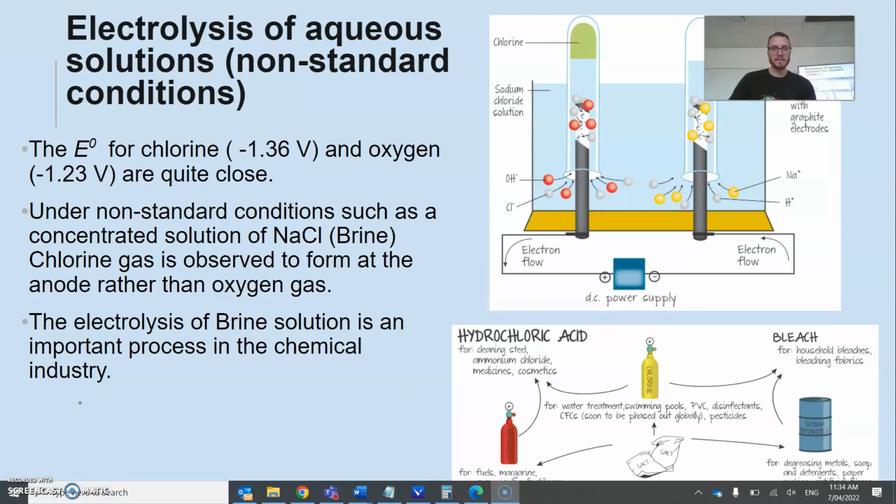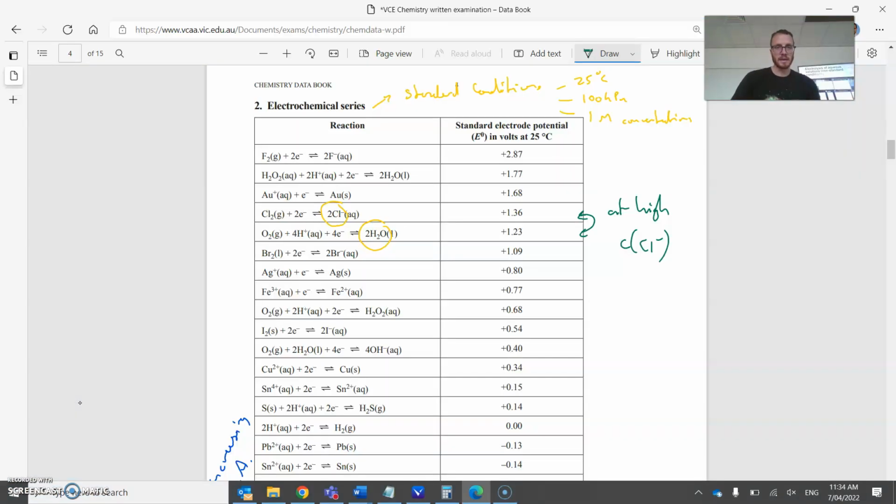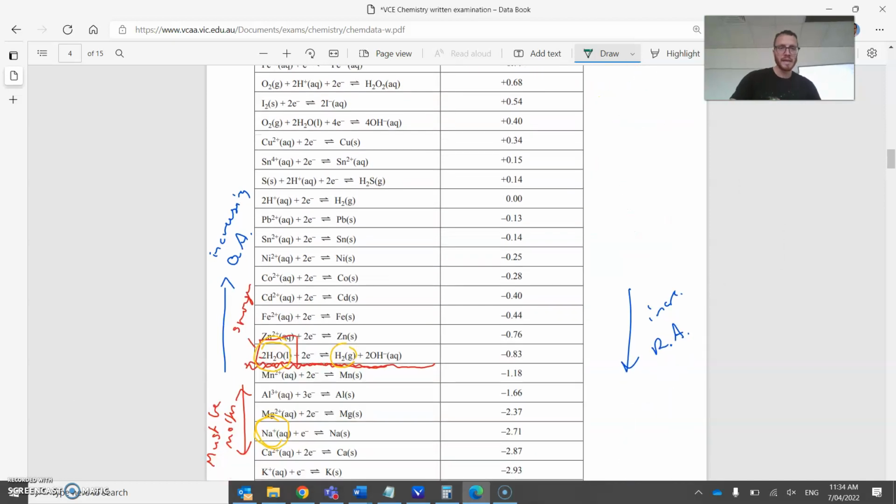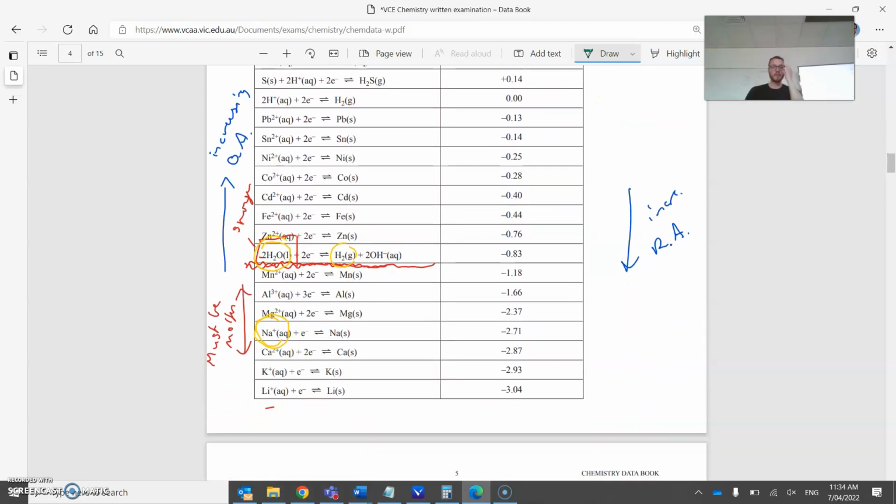Now, looking back down here, the difference between water and sodium ions is far more significant. So even at high concentrations of sodium ions, water will still preferentially reduce.